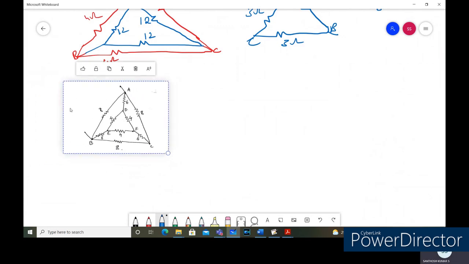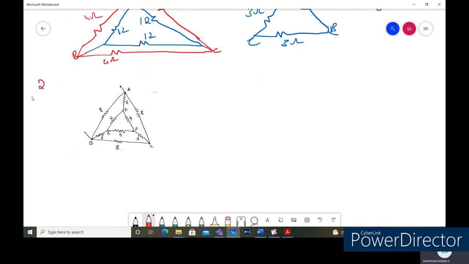Now let us consider one more problem, where a similar kind of circuit will be there. So let us consider problem number 2. Here also we need to find the equivalent resistance between the terminals A, B, C. The delta part of the network is given, and again one more delta part, and many star networks are there.